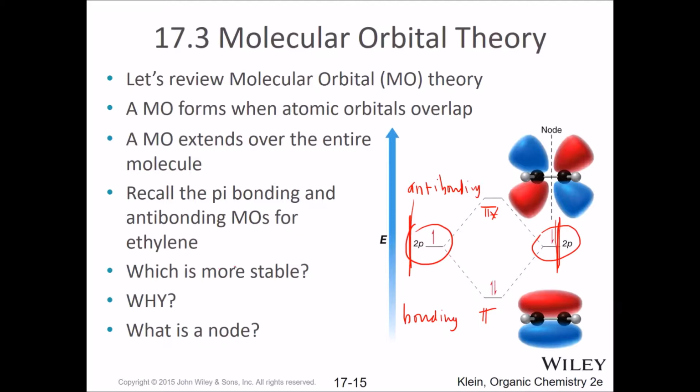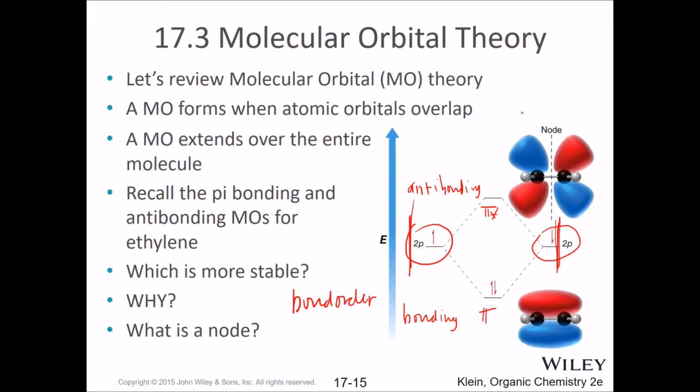Now recall the pi bonding and anti-bonding molecular orbitals for ethylene. Which is more stable? Well, of course the bonding is more stable, and we predicted bond order by counting the number of electrons in bonding and subtracting the ones from anti-bonding. Remember doing that? Okay.